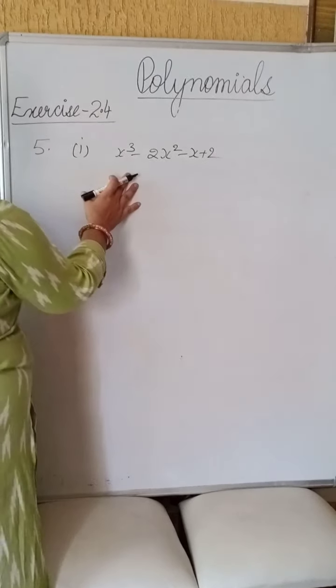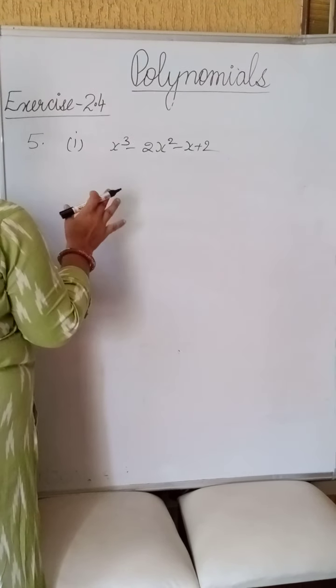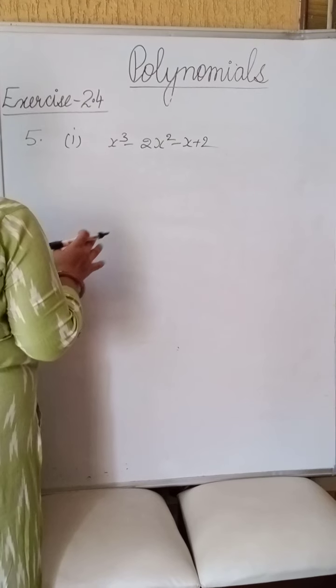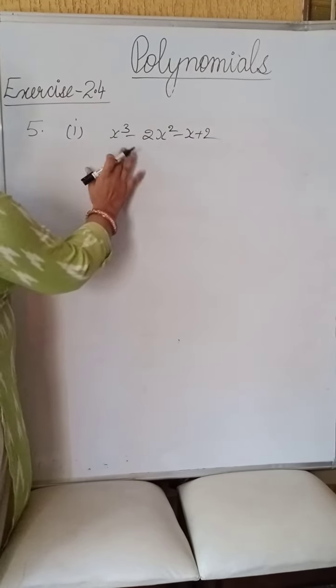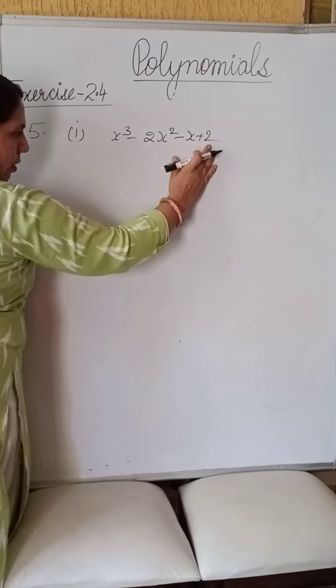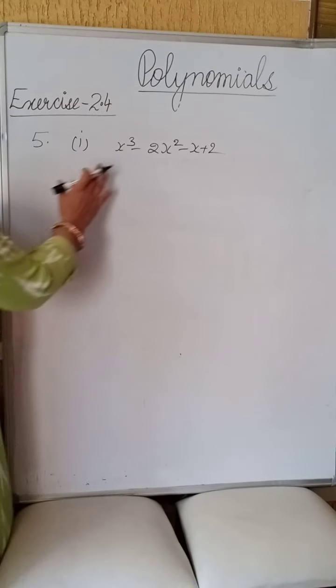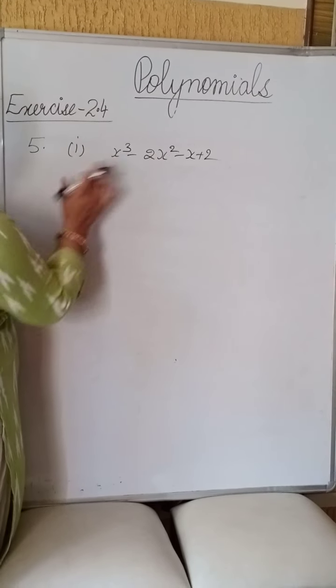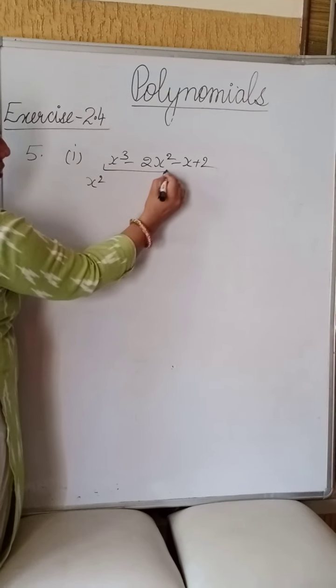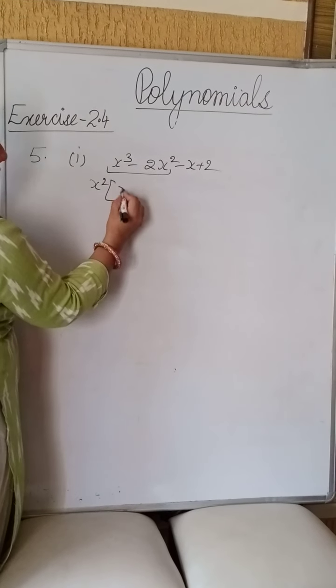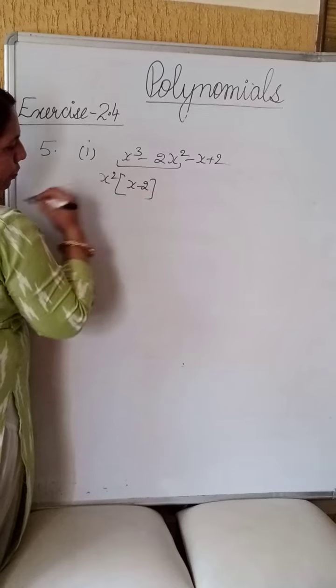Question number 5. In this question also we have to factorize the given polynomial. So you can see students, here are 4 terms. First of all, you can check whether any term you can take common or not. From here, what can you take common? x square from these 2 terms. What is left behind? x minus 2.